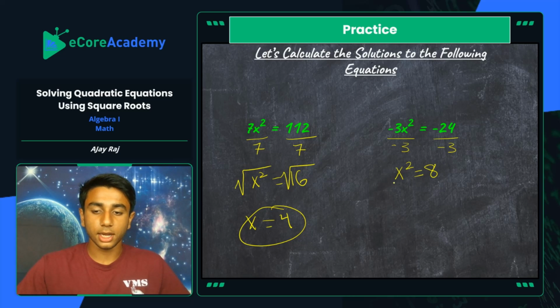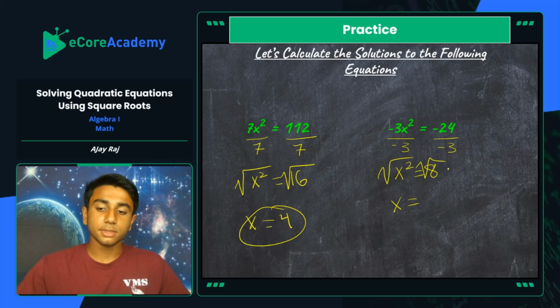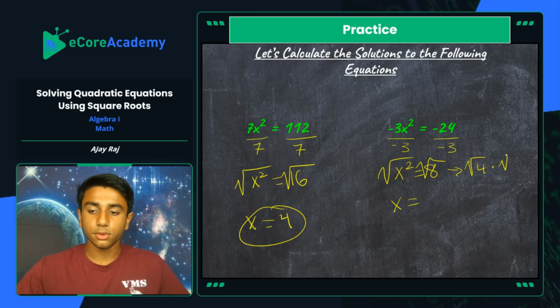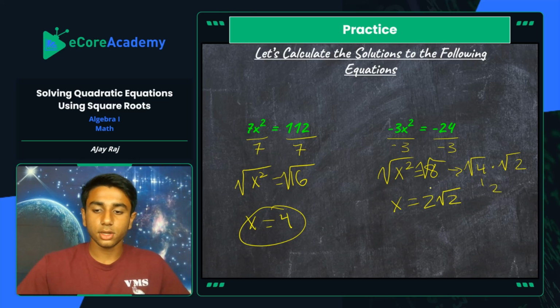Now we're going to square root both sides. So the square root of x squared is merely x. Then the square root of 8, we're going to simplify that further. 8 can be split into the square root of 4 times the square root of 2. We know that 4 is a perfect square, so this simplifies to 2. So we're left with 2 times the square root of 2. And that's our answer here.